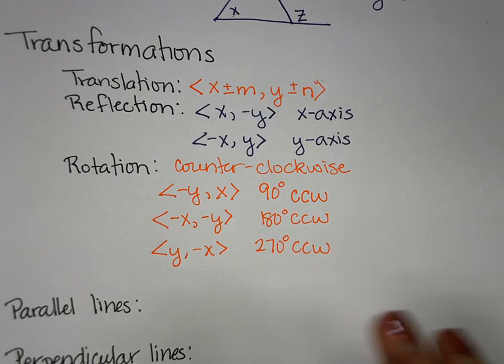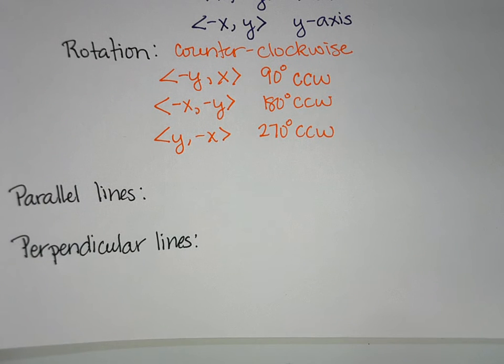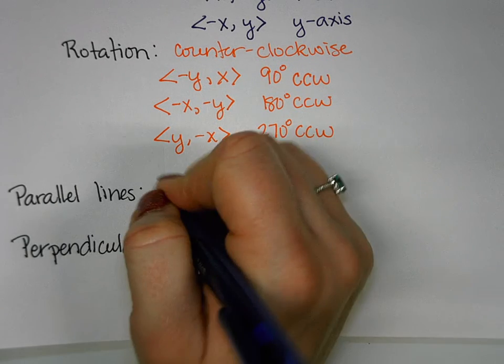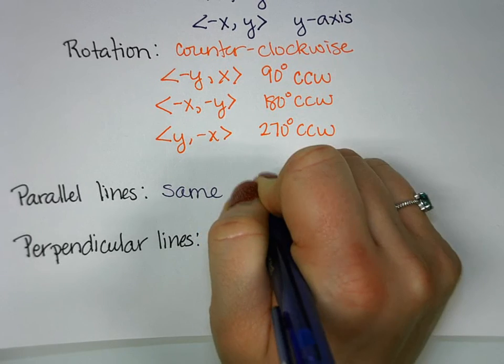And then lastly, what we did was we talked about what parallel and perpendicular lines were. Does anyone remember what's special about parallel lines? What do they have in common? Slope. Parallel lines have the same slope.